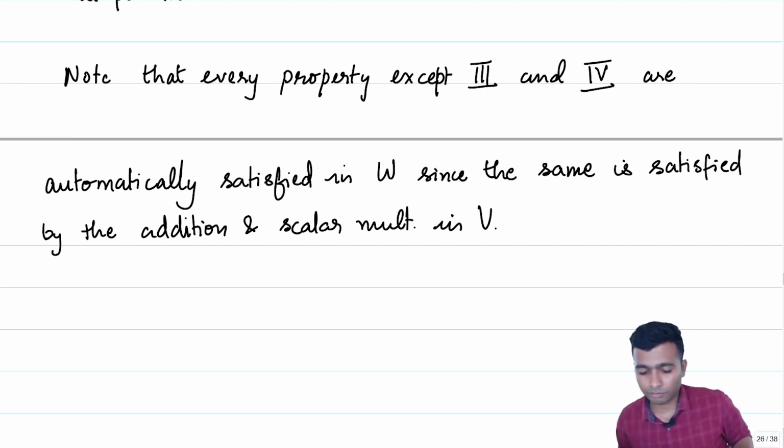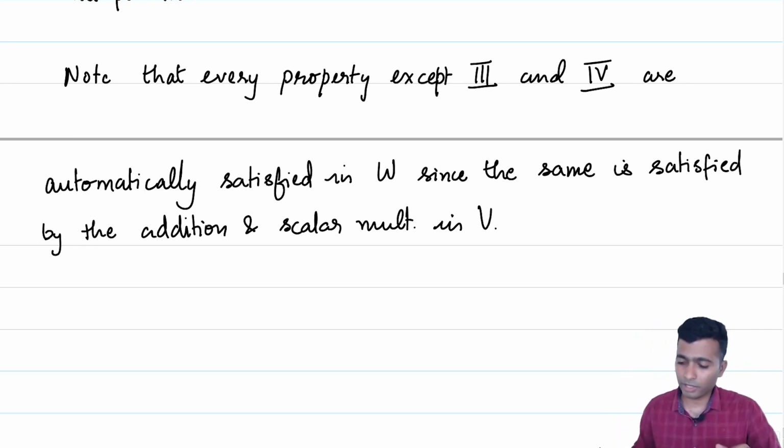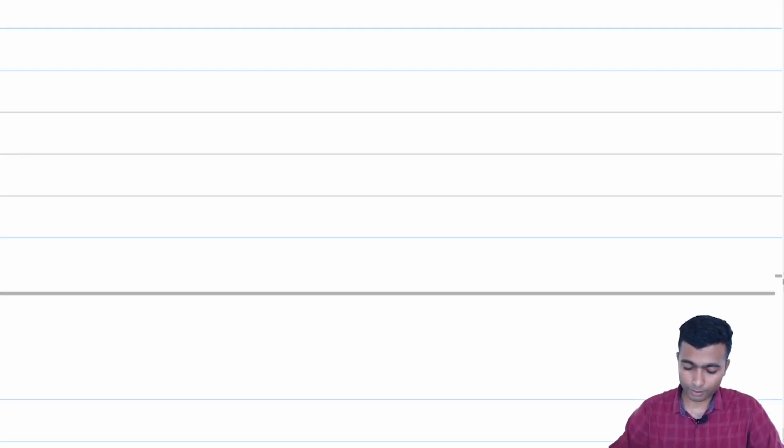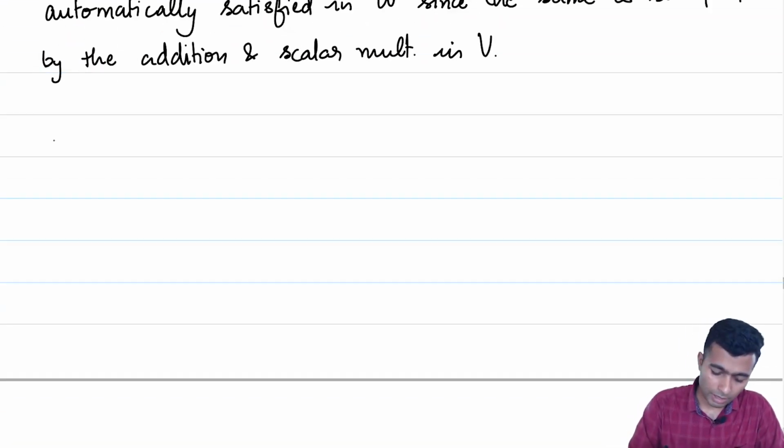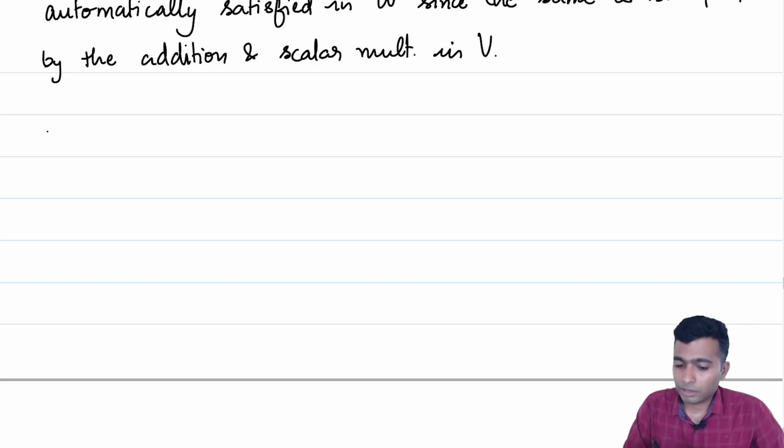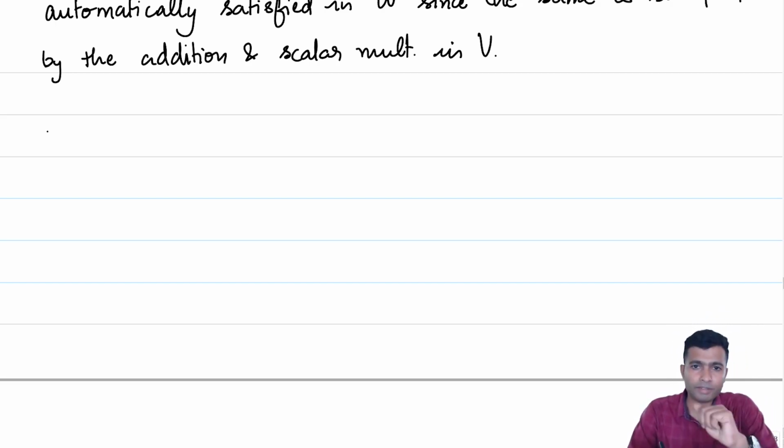So we just need to worry about properties 3 and 4. What was property 3? If you go back and check, property 3 stated that the vector space should necessarily have a 0 vector, a vector such that if you add any other vector to it, you get back that same vector. So if V is added to a 0 vector, we get back V.